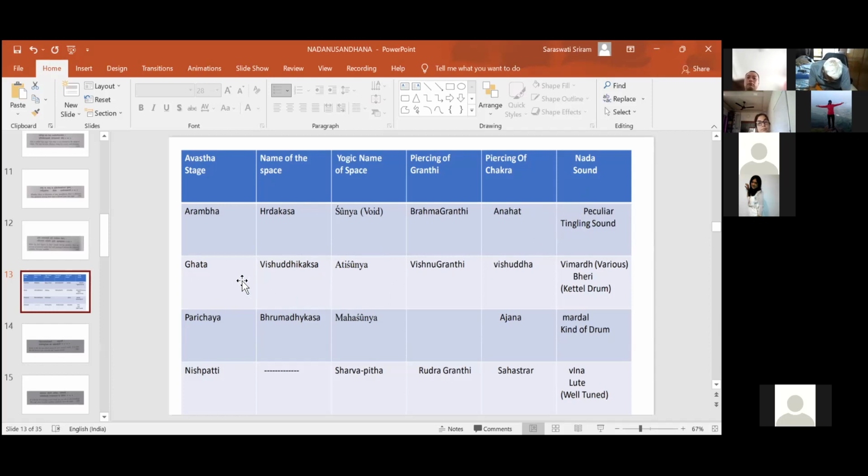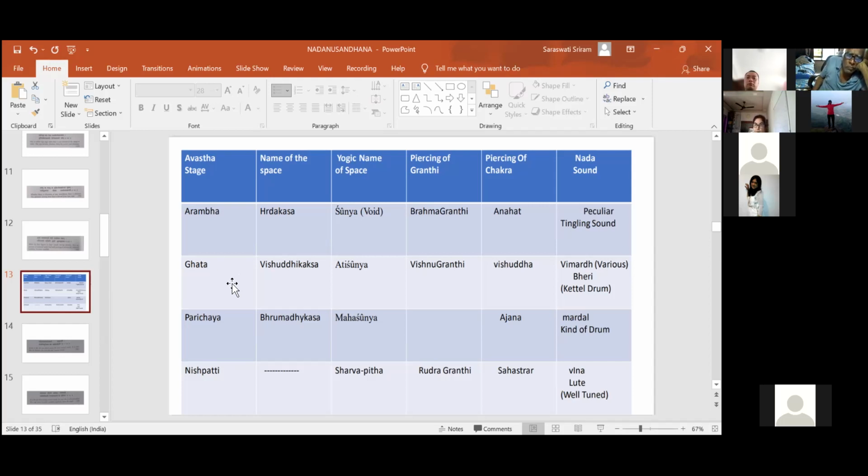Now, how can you hear this sound? I already told you that Kundalini has awakened. It has gone through the Sushumna Nadi and then pierced through the Brahma Granthi. That is why this bell sound is heard.